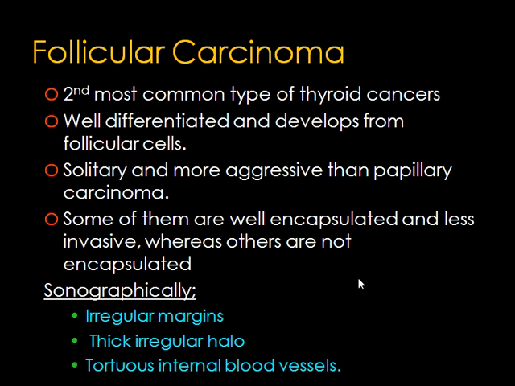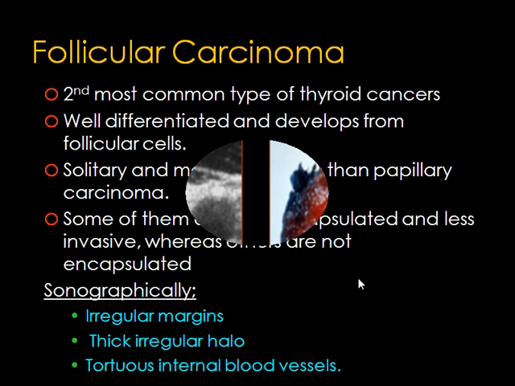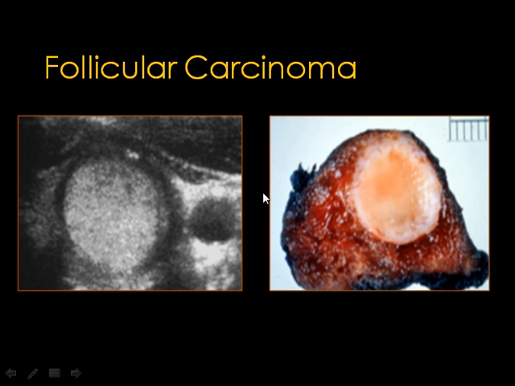Follicular carcinoma is the second most common type of thyroid cancer, well differentiated and developing from follicular cells. It is usually solitary and more aggressive than papillary carcinoma. Some of them are well encapsulated and less invasive, whereas others are not encapsulated, which means a widely invasive tumor. Sonographically, it may show an irregular margin with a thick, irregular halo and tortuous internal blood vessels. This is an example of follicular carcinoma. It is solid, hyperechoic, with an irregular, thick halo.